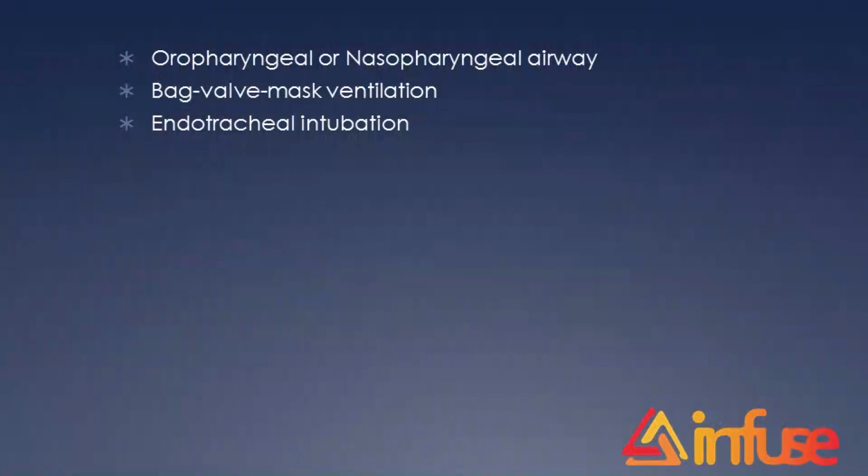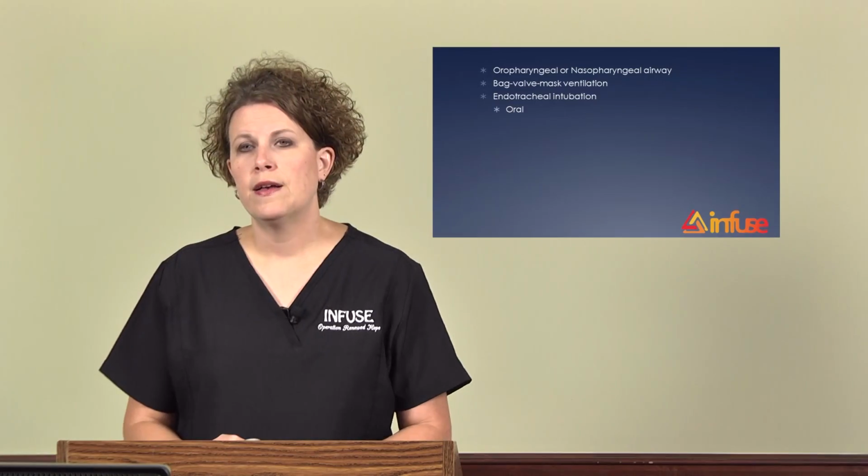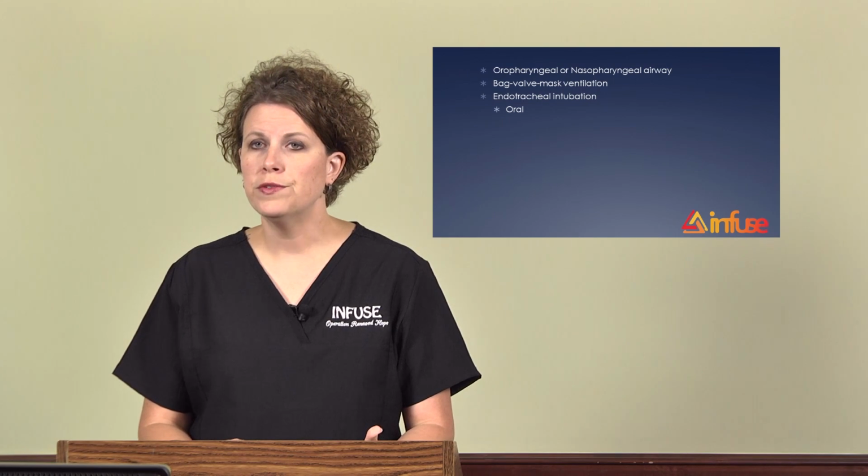If those procedures or interventions are not working, we may have to proceed to endotracheal intubation, and that is where you place a breathing tube into the patient's airway to be able to get direct access into the lungs and be able to bypass any obstruction that is there. There are two ways that we can intubate or place an endotracheal tube. That is through the mouth or through the nose.